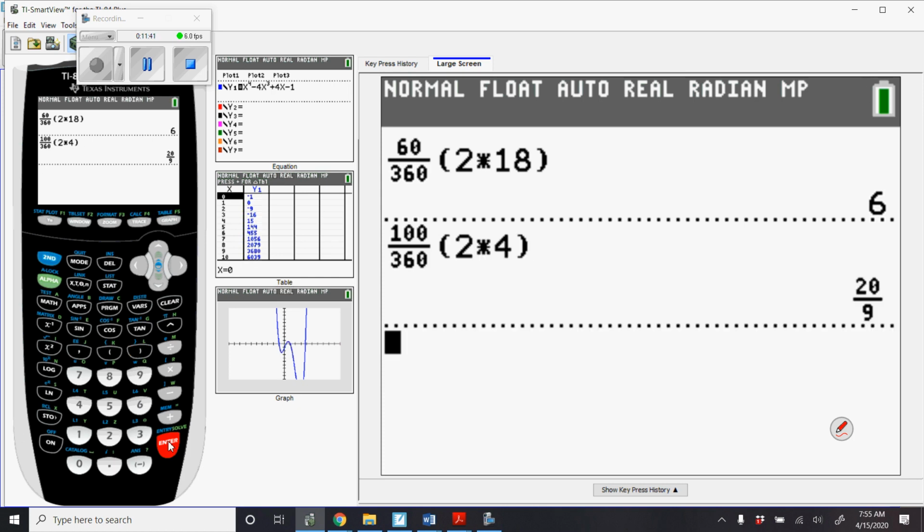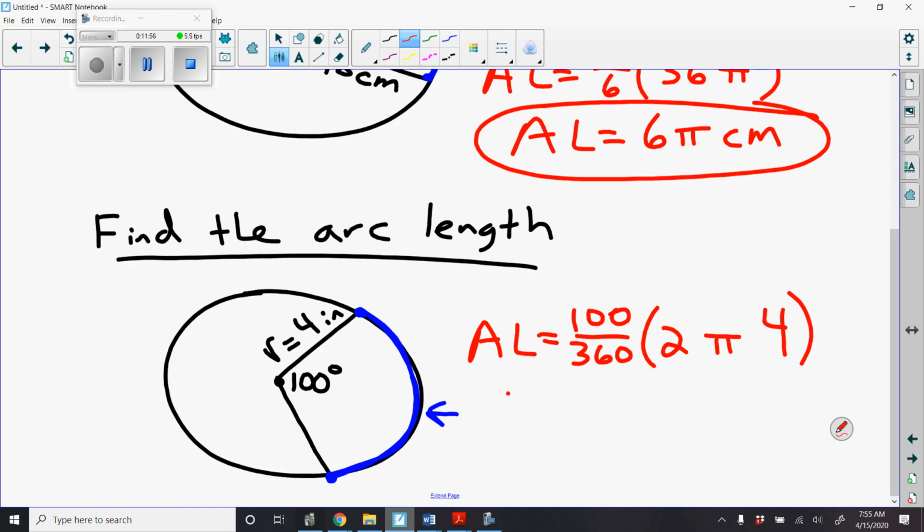And I get this 20 over 9. And sometimes you get fractions like this. Sometimes they come out nice, like 6 pi in problem 1. Sometimes they come out a little bit not as nice. But that's still our answer. So my answer would be 20 over 9 pi. And my unit would be inches. Remember, arc lengths always have linear units.